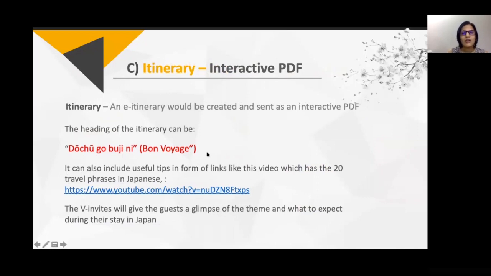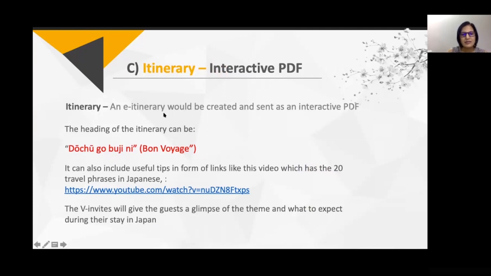Again, we added a lot of Japanese elements, like this sentence, Doshu Gobushimi, which means bon voyage. Then it also included useful tips, links and videos which had 20 travel phrases in Japanese, because they were going to Japan for the first time. Obviously, they will not know Japanese.